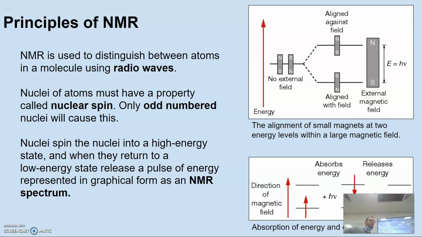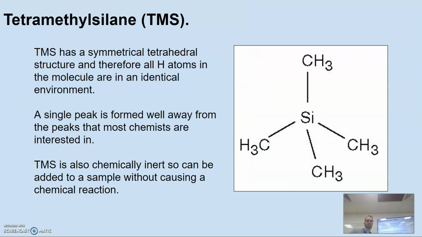So IR, right, relates to vibration of bonds. NMR, radio waves, changes the spin. We use this thing called TMS, tetramethylsilane. Tetra meaning 4, methyl, we know what a methyl group is, silane. So we know what methane is, right? Methane, CH4, silane replaces the carbon at the center with a silicon atom instead. Silicon, right, group 4 element. Tetra meaning 4 methyl groups coming off that silicon, right?